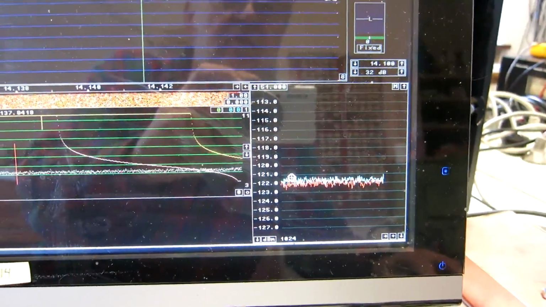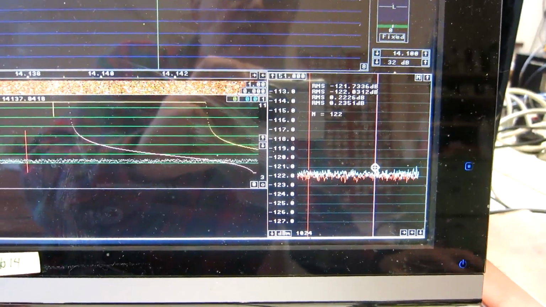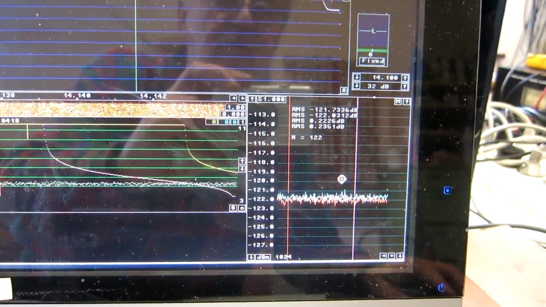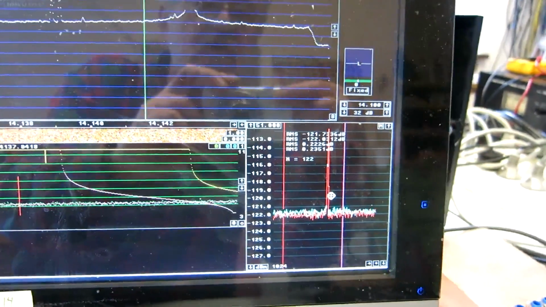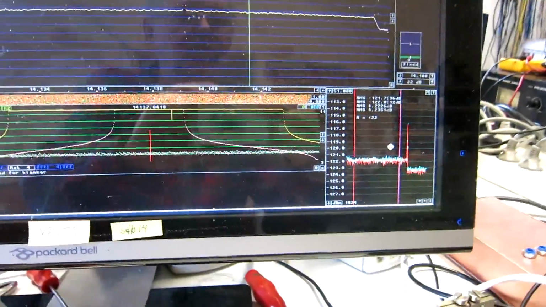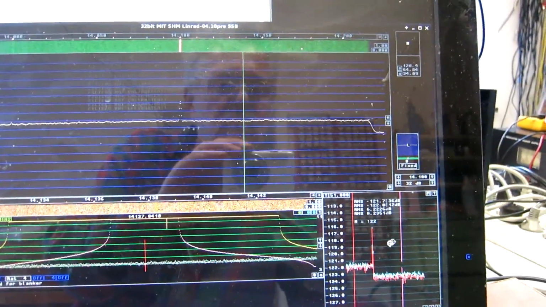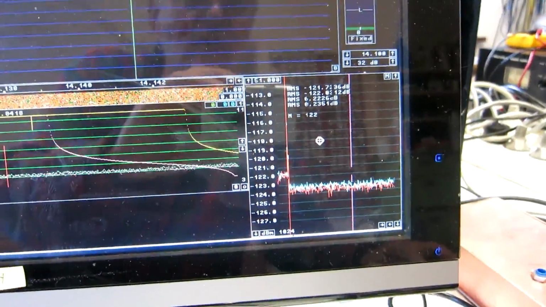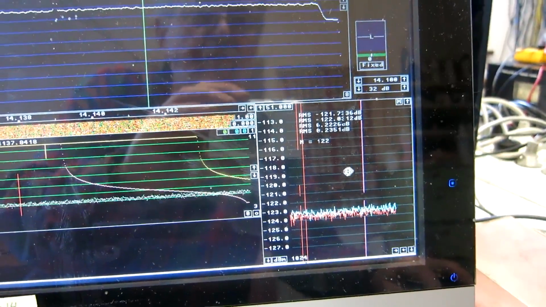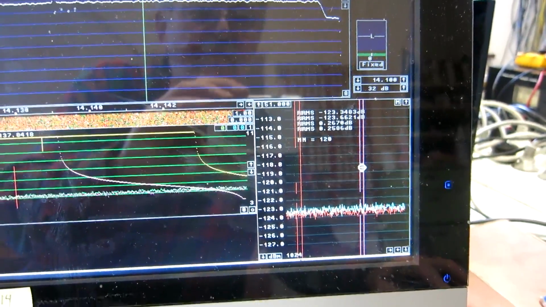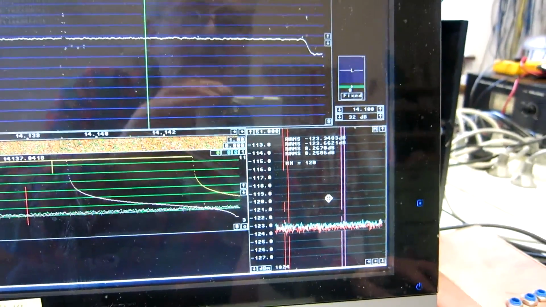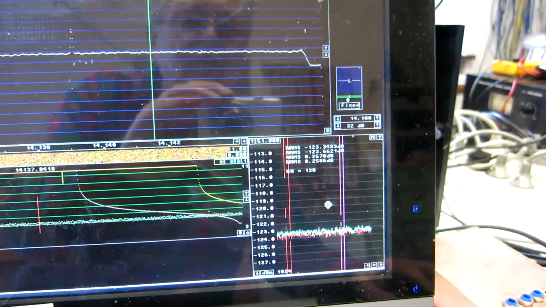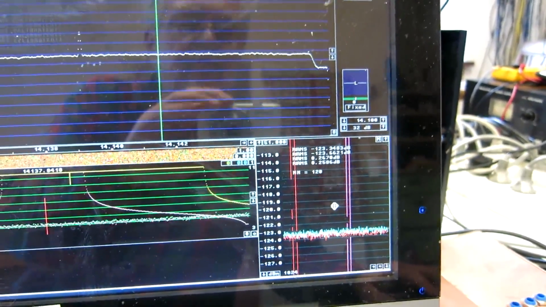And the level is minus 122. And I switch off the signal. And then we come back to the original value, minus 123. So it means the noise figure degrades by 1 dB only at a frequency separation of 20 kHz.